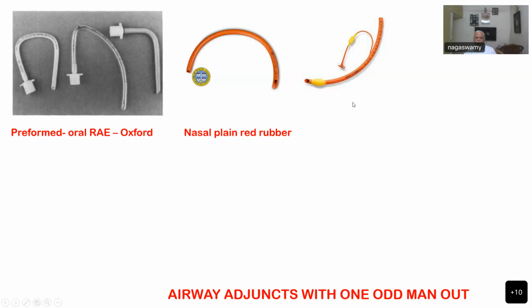And that is a bevel. And this is a high pressure, low volume cuff. So even if you put just 5 ml, the cuff will be very tight. So this is a high pressure cuff. This used to cause more damage, and that is why we changed to low pressure, high volume cuffs nowadays to avoid the damage. So this is the cuffed oral rubber tube.